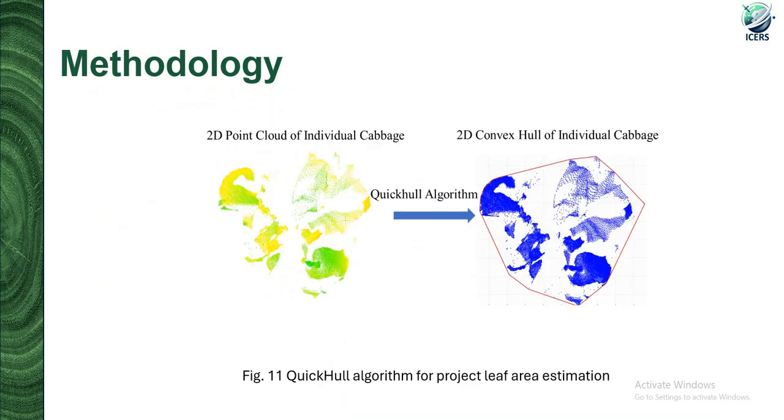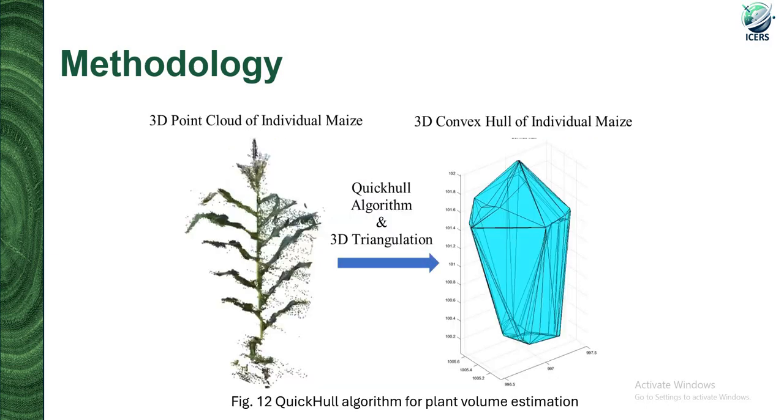Here we can see the generated 2D convex hull of the individual cabbage plant. Here we can see the 3D triangulation obtained after the implementation of 3D convex hull algorithm and 3D triangulation for volume estimation.